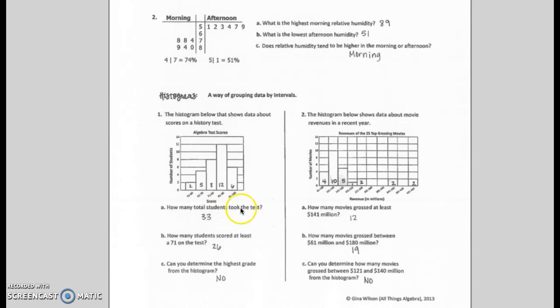How many students took the test? In this column, we have 2, 5, 8, 12, and 6. If we add that up, it's 33. How many students scored at least 70%, from 71 up? We've got all of these students, and we add that together, and that's 26. And can you determine the highest grade from this histogram? We unfortunately can't. We know that there are 6 students in the 91 to 100 range, but we don't know if all 6 students scored 100 or 91.